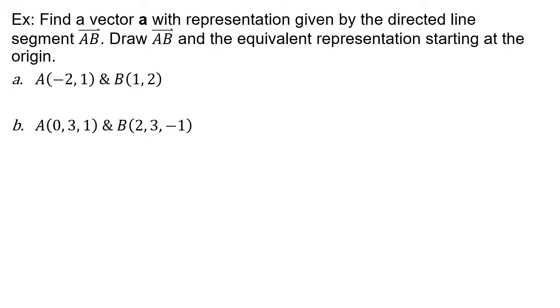Okay, this says find a vector a with representation given by the directed line segment AB and draw those starting at the origin. For instance, this first one down here, point A is (-2, 1), and point B is (1, 2). So if I want to come up with a vector a, oh, sorry, it says a little a up there, vector a, and I'm going to use it with the little arrow on there, I subtract the x's and the y's. So 1 minus -2, those are the x's, and I subtract the y's, 2 minus 1. That would be the vector (3, 1).